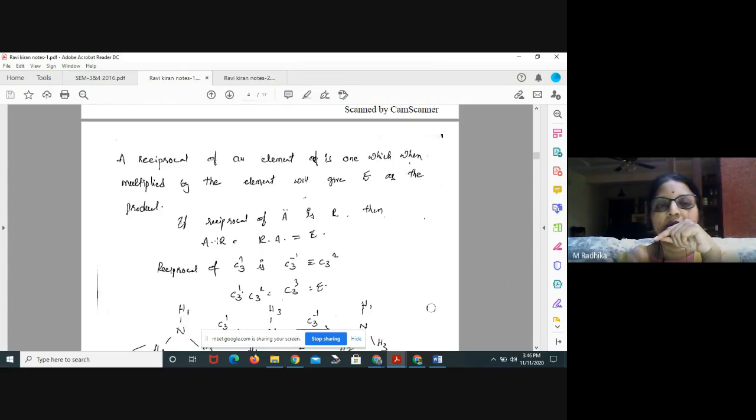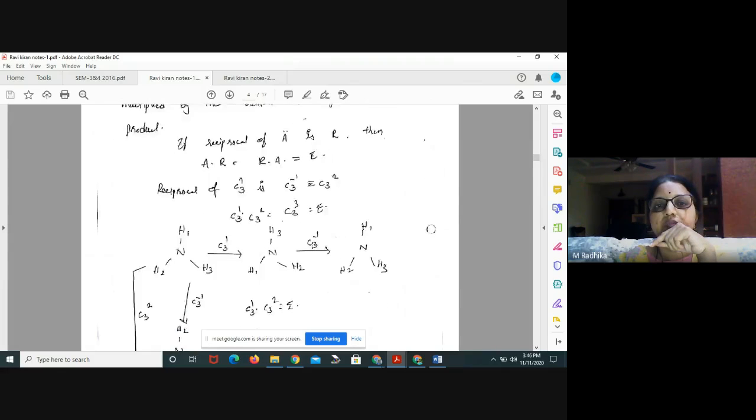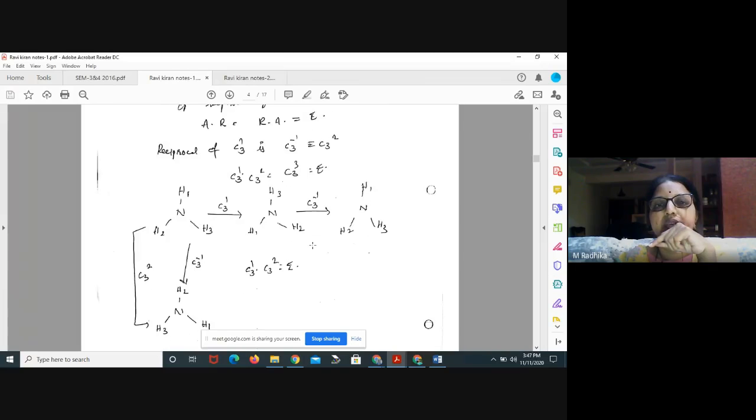That is, going back to my original position. So if I do A into the reversal of that, at the end I am going to end up with the identity, that is, doing nothing, right? So if A has a reciprocal R, and if I do a product, or if I do the reciprocal first and then do the C2 or whatever the symmetry operation is, again I'll end up with the identity element. Okay, so this is your reciprocal. Now we will see one example here.